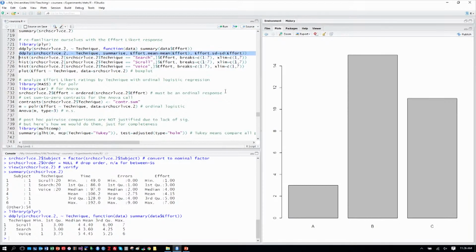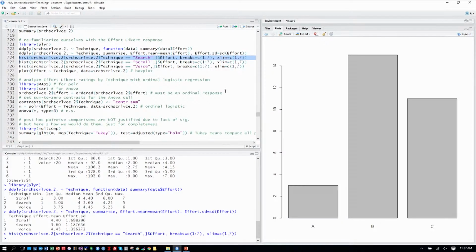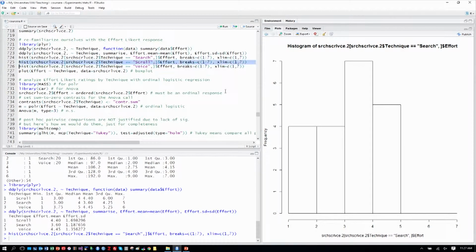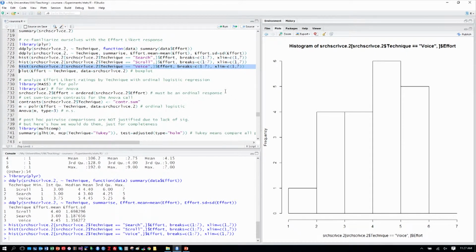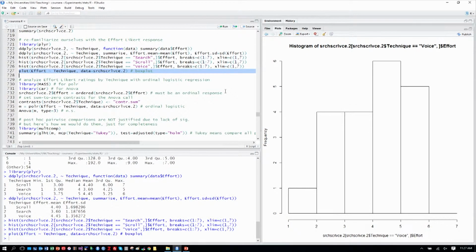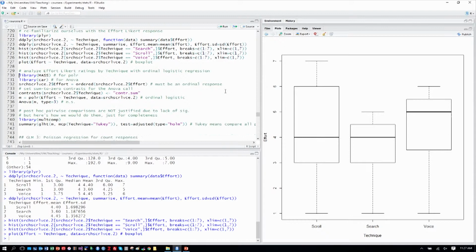Okay. We can also take a look by means and deviations by each of the levels, search, scroll, and voice. And then we can get a sense for the Likert responses on the 1 to 7 scale, which is the x-axis. So here's search. Here's scroll. Seems a few people thought it was more effort. And then here's voice. And of course, the box plot is helpful just to see how these kind of relate. Looks like scroll and search were somewhat similar, at least in their means, but the ratings for voice were maybe a little bit more effortful.